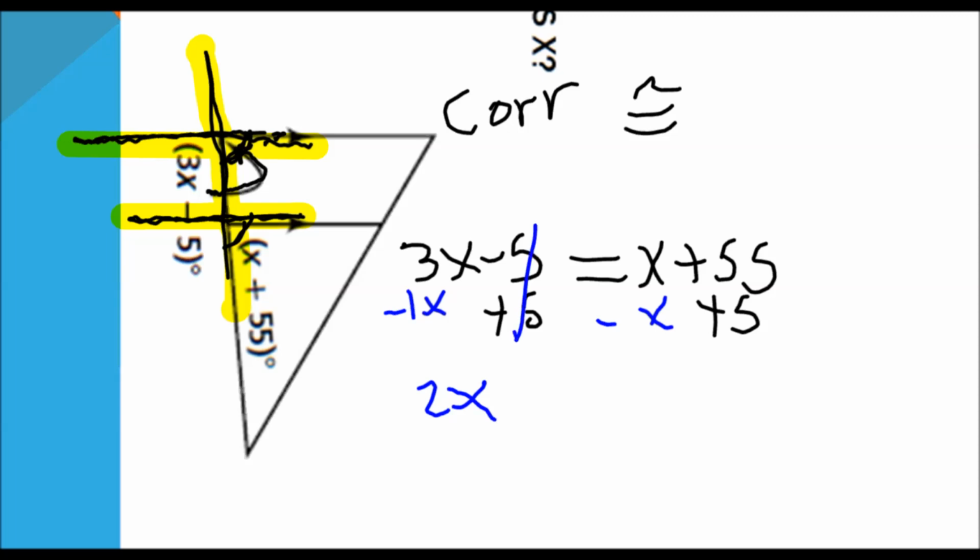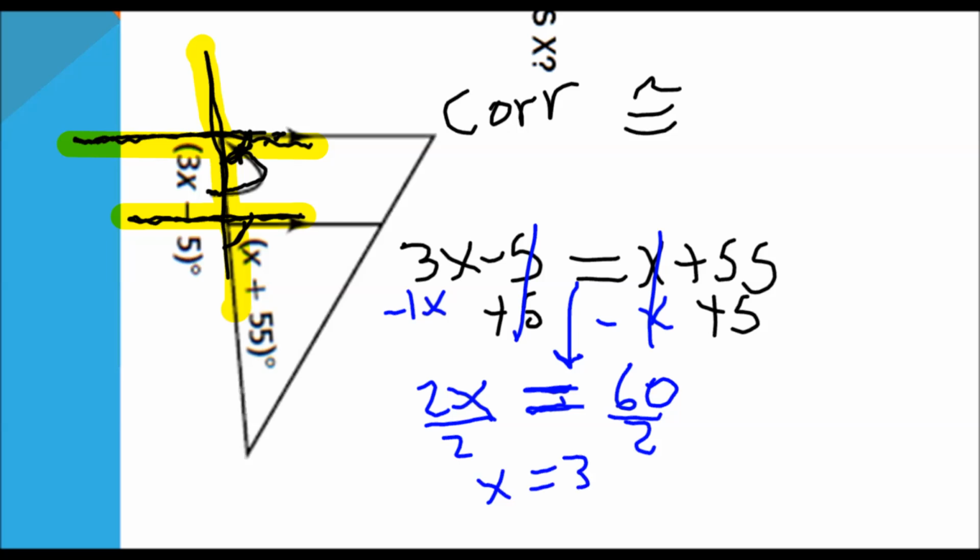Negative 5 and 5 cancel. x minus x cancels. A lot of people make the mistake here. You need to bring down the equal sign. Don't forget that. Every equation needs an equal sign, otherwise it's not an equation. And then 55 plus 5 is 60. All right, so what do we have now? Let's divide by 2, and we get x equals 30. And they ask for x, so this is done.